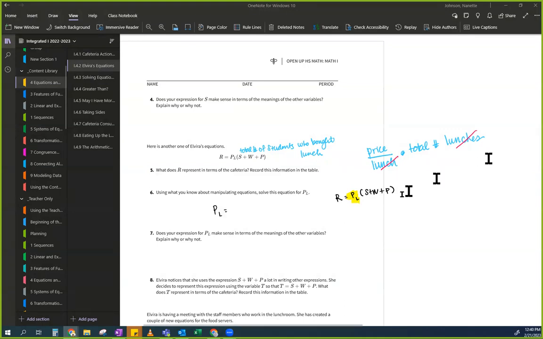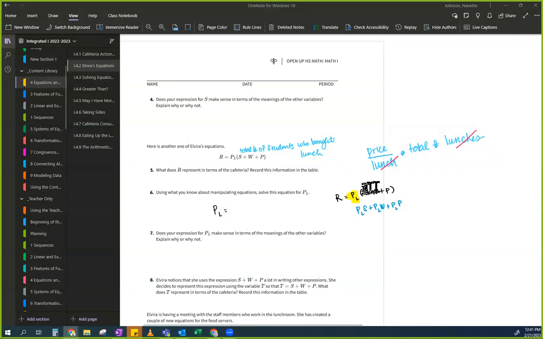Yeah, so some of you are saying, shouldn't we distribute it, Miss Johnson? We can, but then I'm going to distribute it and you tell me if you like this equation better or worse, okay? So we get P sub L S plus P sub L W plus P sub L P. That P sub L is saying I am a different human than that P. P sub L is price per lunch. P is the number of people ordering pizza. That's a lot of P's.